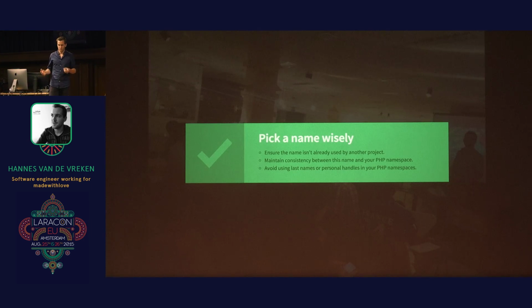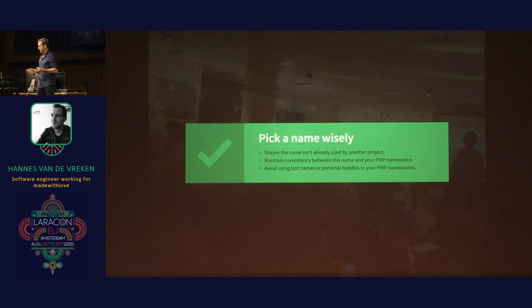PHP package names are usually vendor name / package name. The vendor name should be something like your company name, like Made with Love, or something like your GitHub organization name, like Friends of PHP, Friends of Symfony, something like that. The package name after the vendor name should be something that says what it does. If it's an HTTP client, then use company name / HTTP client, and so on.